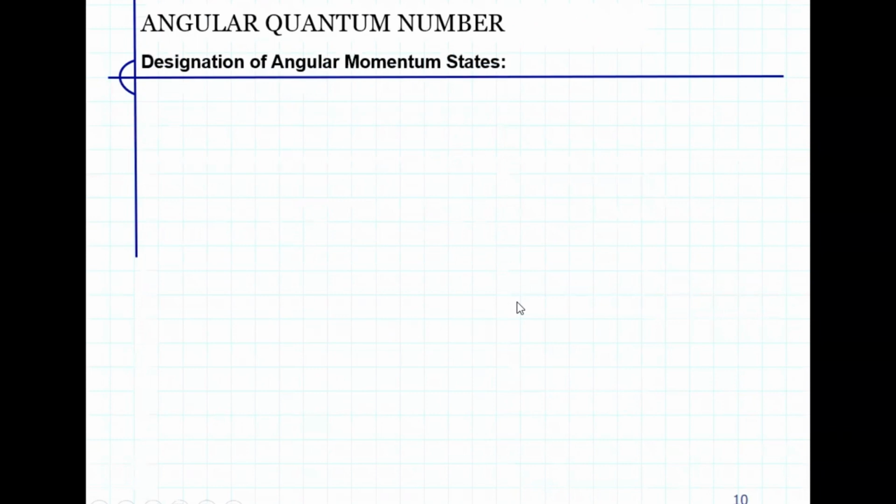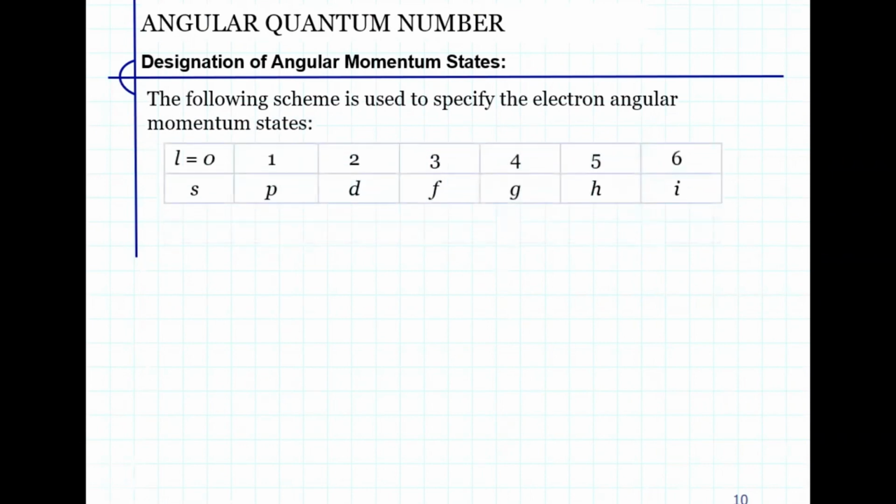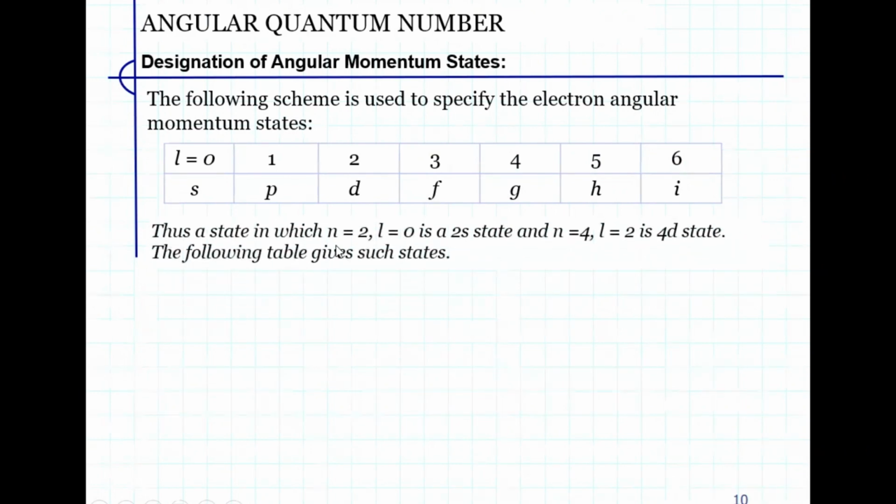The angular quantum number and the electron's angular momentum states are designated through the spectroscopic notation as well. For l is equal to 0, the notation is S, the S state. l is equal to 1 is the P state. l is equal to 2 is the D state. l is equal to 3 is the F state. l is equal to 4 is the G state, and so on. So a state in which n is equal to 2 and l is equal to 0 is basically the 2S state. If n is equal to 4 and l is equal to 2, then 4D is the state.